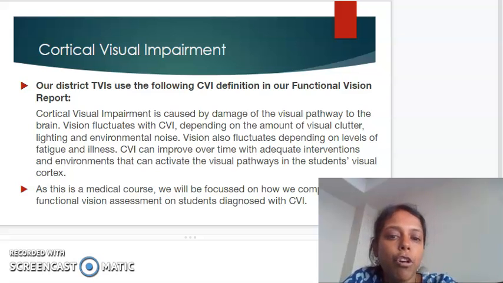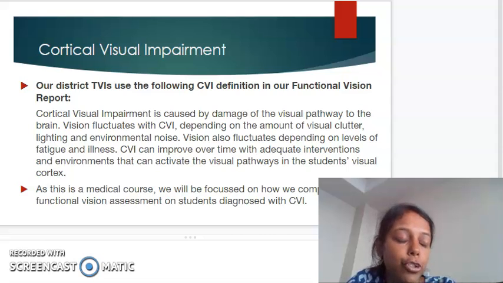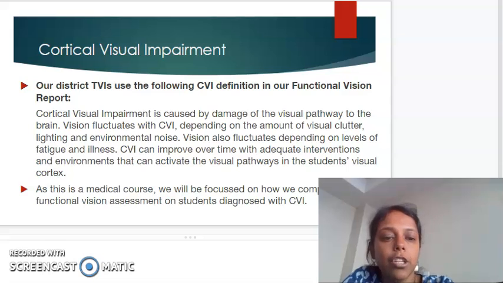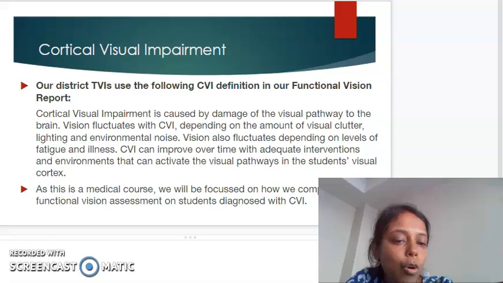To give you an overview of cortical visual impairment, our district TVIs use the following CVI definition in the functional vision report that we submit for students who are diagnosed with CVI. Let me read that for you. Cortical visual impairment is caused by damage of the visual pathway to the brain. Vision fluctuates with CVI depending on the amount of visual clutter, lighting, and environmental noise. Vision also fluctuates depending on levels of fatigue and illness.